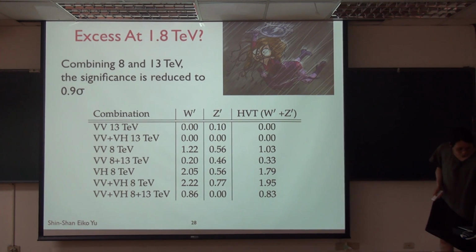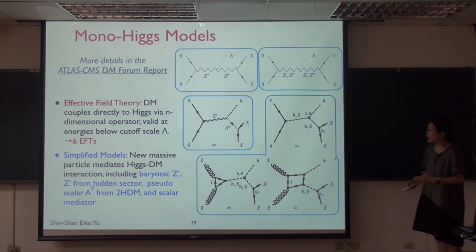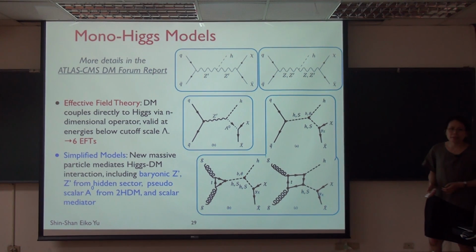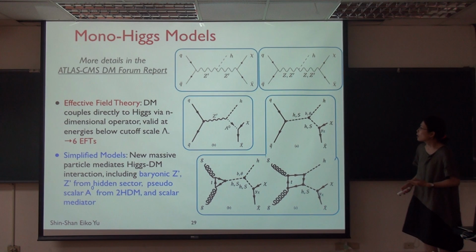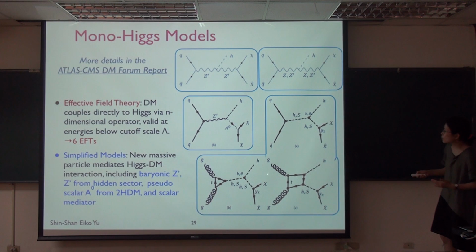Okay, all right. So now I just told you the searches with the vector boson and Higgs final state. Now at the LHC, we are also looking for dark matter that produces a mono-Higgs final state. So basically the events with a single Higgs boson and large missing ET. And there are many dark matter models with different mediators, with vector mediator or scalar mediator.